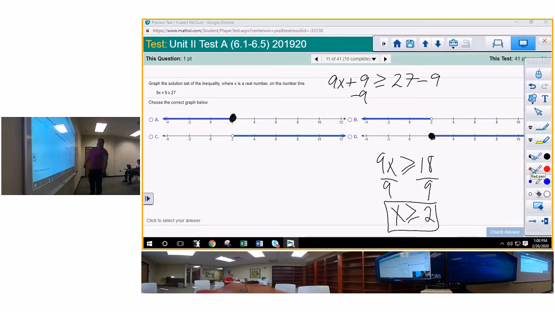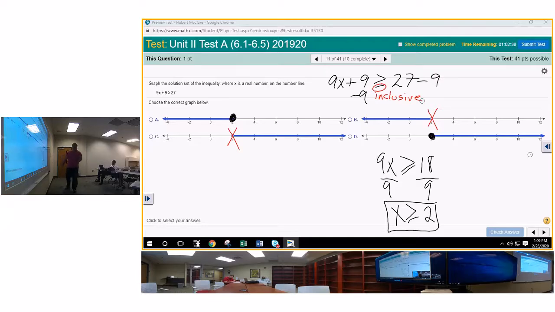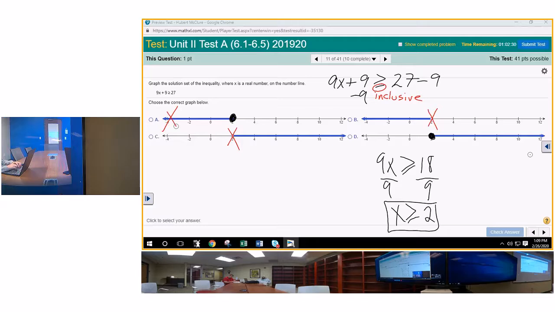So what does that mean with Bravo and Charlie? Bravo and Charlie cannot be the answer because they have a what? An open circle. Because this makes it what? Inclusive, meaning that 2 can come to the party, because 2 will make this a true statement. Now, what numbers are greater than 2? Right or left? Right. So that means Alpha is not right. So D is the answer.